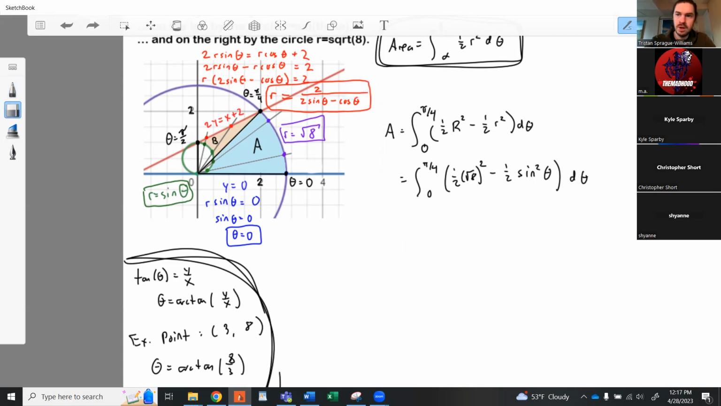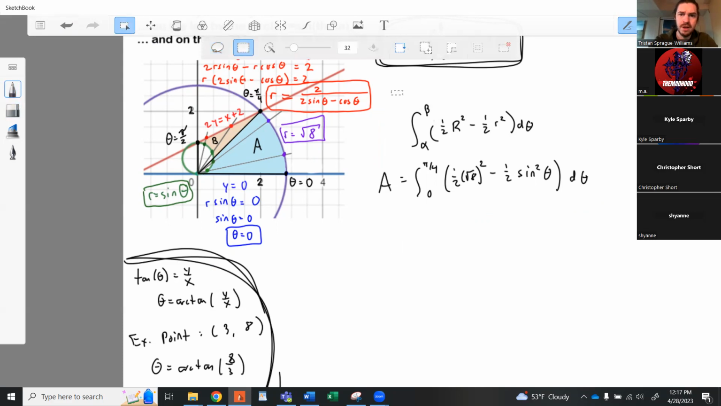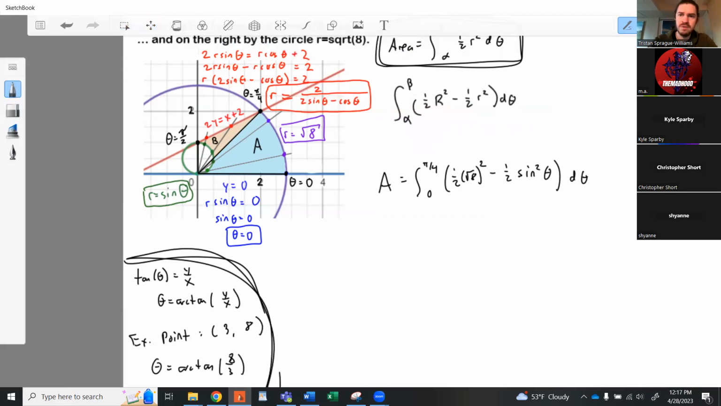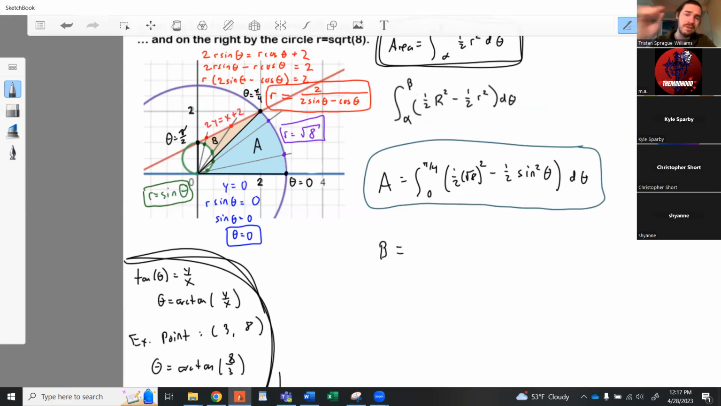Maybe I should rearrange this a little bit. I'll just make this one general, alpha, beta, and have this one be A. And then I'll scoot this up as a general formula for area between curves. And this specifically is for the A region right there. And then we'll do the B region. We'll apply the same formula.